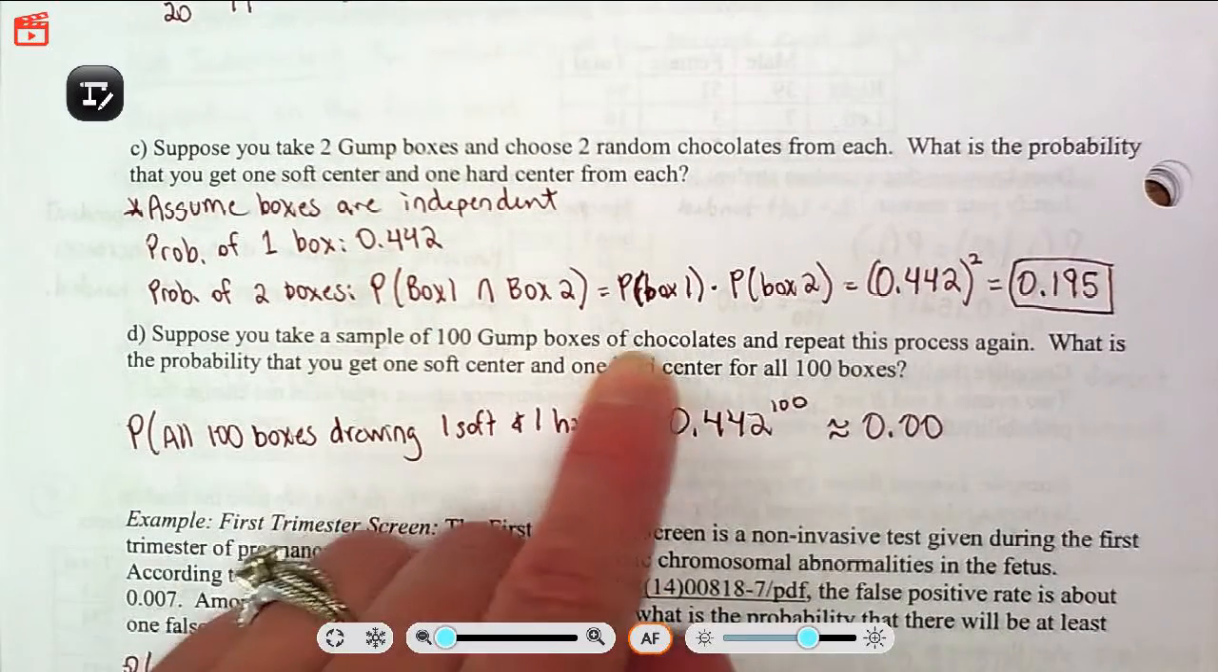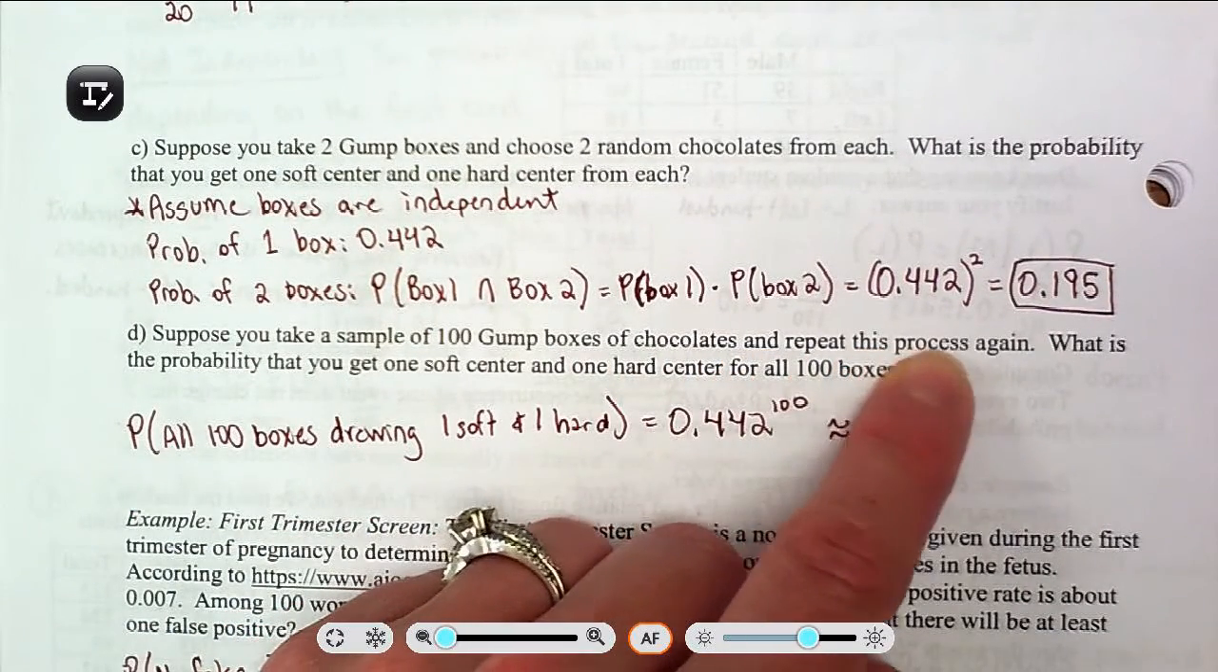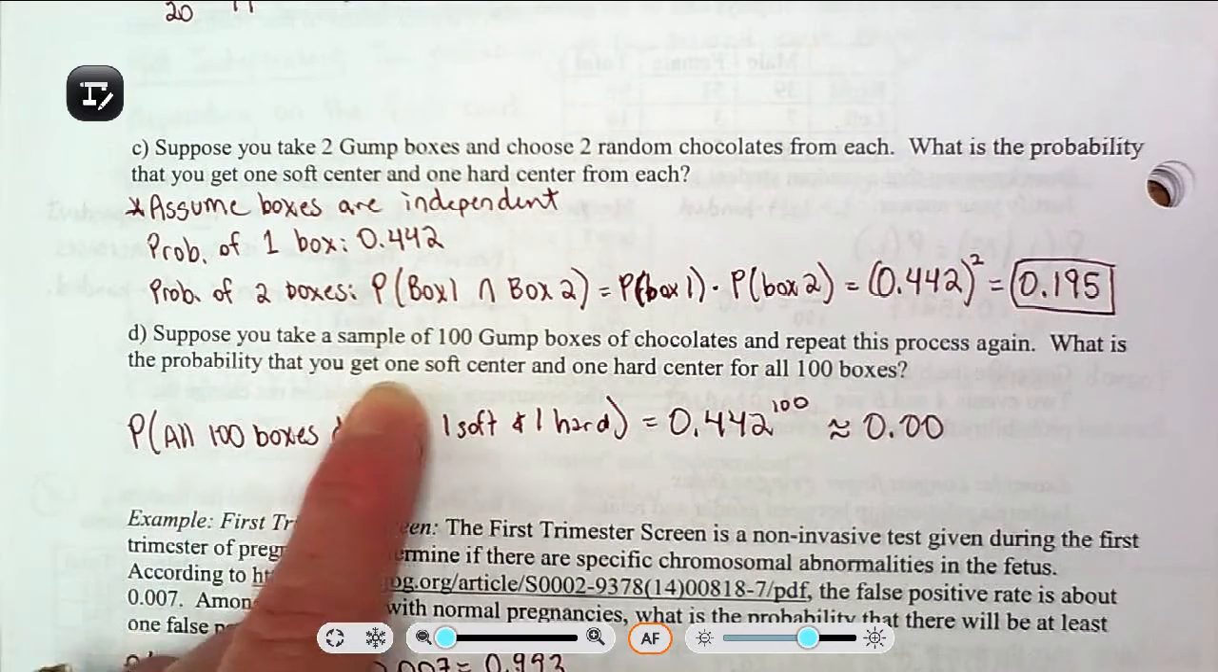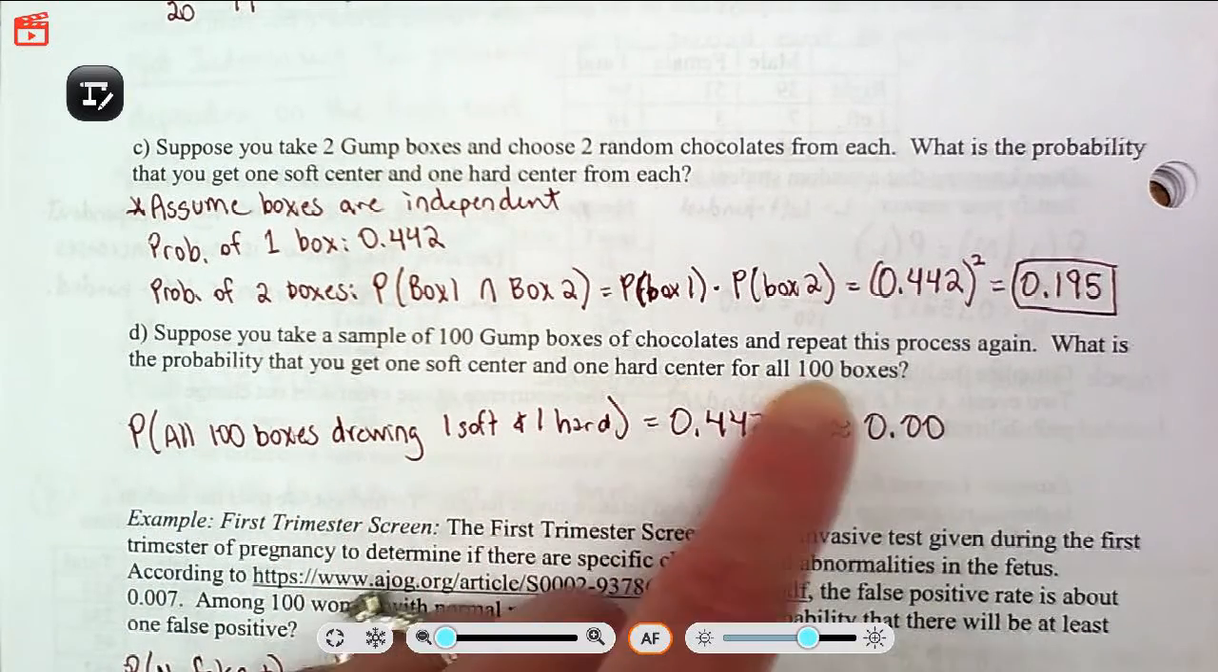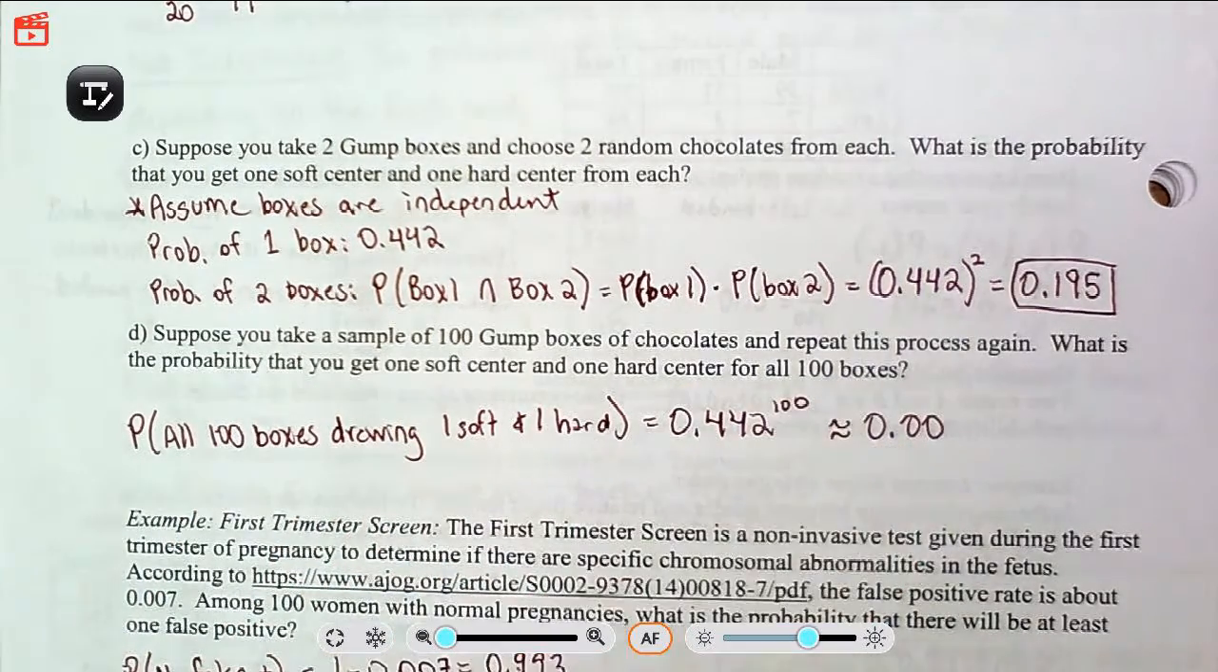Suppose you take a sample of 100 Gump boxes of chocolate and repeat this process again. What is the probability that you get one soft and one hard center for all 100 boxes? Approximately 0.